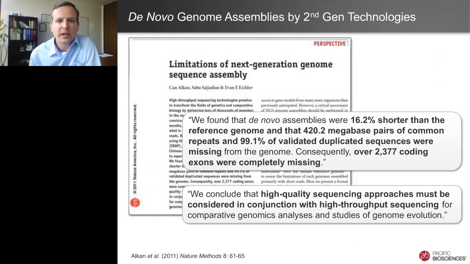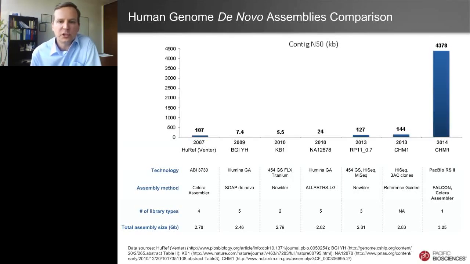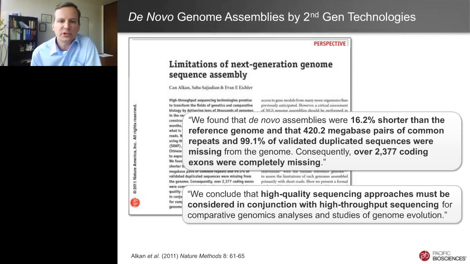This is a paper by Evan Eichler and colleagues looking at limitations of the next generation genome sequence assembly. So he took two of those genomes, the personal genomes that were done with the short-read technologies, and compared them to the Sanger reference from the Human Genome Project, and found that these short-read de novo assemblies were 16.2% shorter, so they missed about 16%. That's about 420 megabase pairs of common repeats.